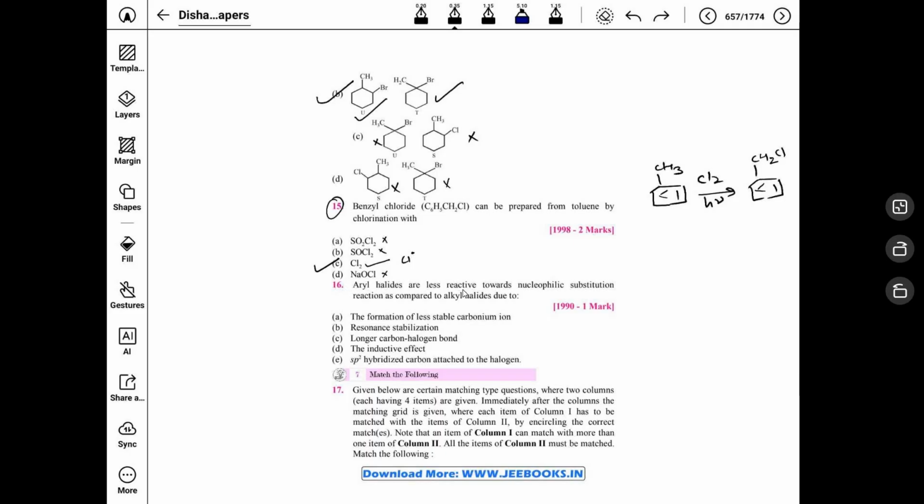16. Aryl halides are less reactive towards nucleophilic substitution reactions as compared to alkyl halides due to. Okay, so we know that aryl halides are less reactive towards nucleophilic substitution reactions because of the partial double bond character of this carbon halogen bond due to the resonance.